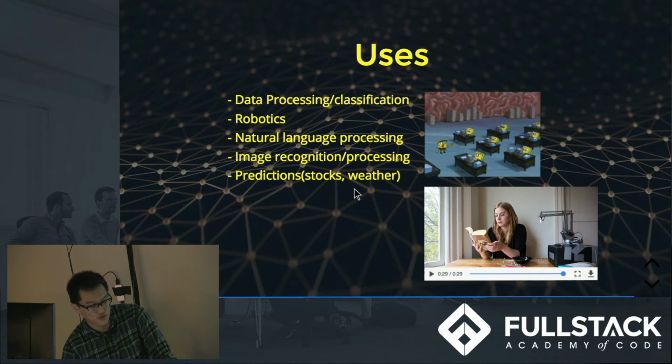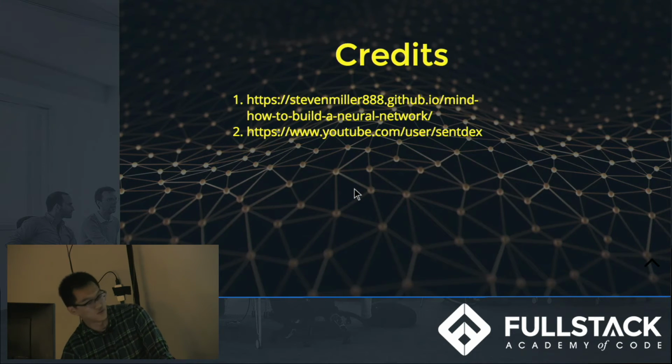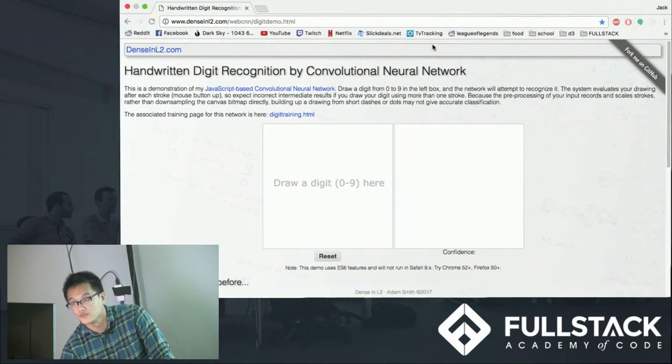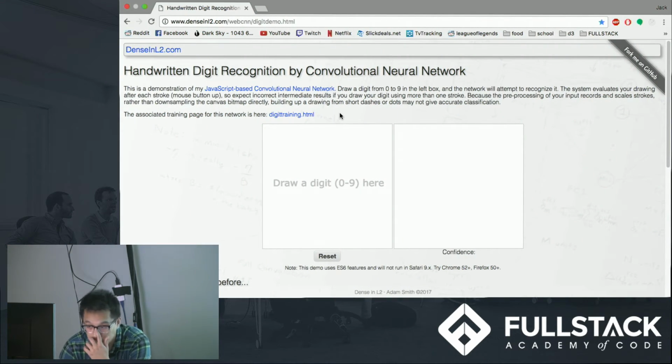Neural networks are also really good at finding patterns that we as humans cannot see. It can do predictions through stocks and weather to help us predict stuff. And finally, I would like to show you guys a little demo of a neural network. Here, this is a trained network already, where it recognizes digits from 0 to 9.